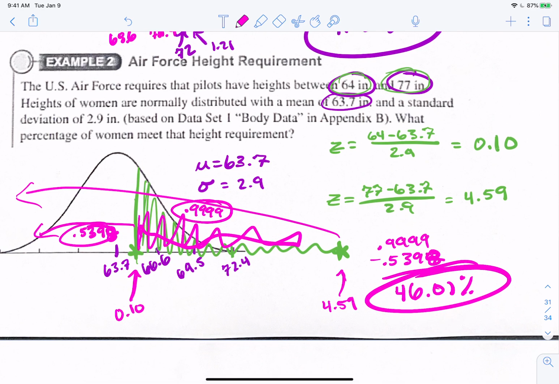So basically what this means is 46% of all people. All women? Are we talking about women? Heights of women. The U.S. Air Force requires that pilots have heights between those two. So only 46% of women approximately are accepted into the U.S. Air Force based on height. And then they probably go through another requirement like your physical fitness, like are you even a good pilot, that type of stuff, right? So starting baseline, only 46% of women even get in based on height, right?